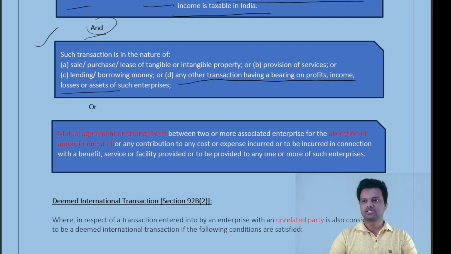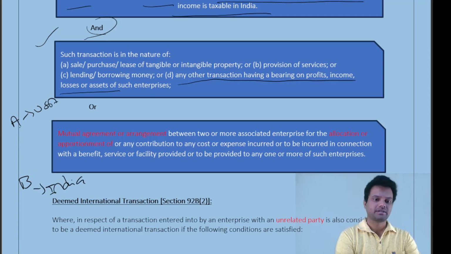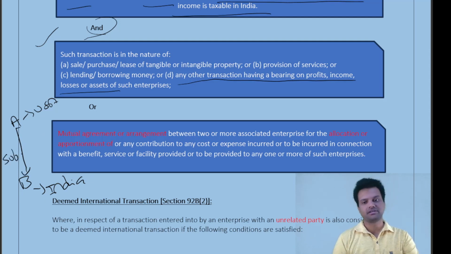Now we will see the last point covered under international transaction. I will explain it with an example. There is a company called A and a company called B. A is in USA and B is in India. B is a subsidiary of A Limited. An association exists, so both of these are associated enterprises.